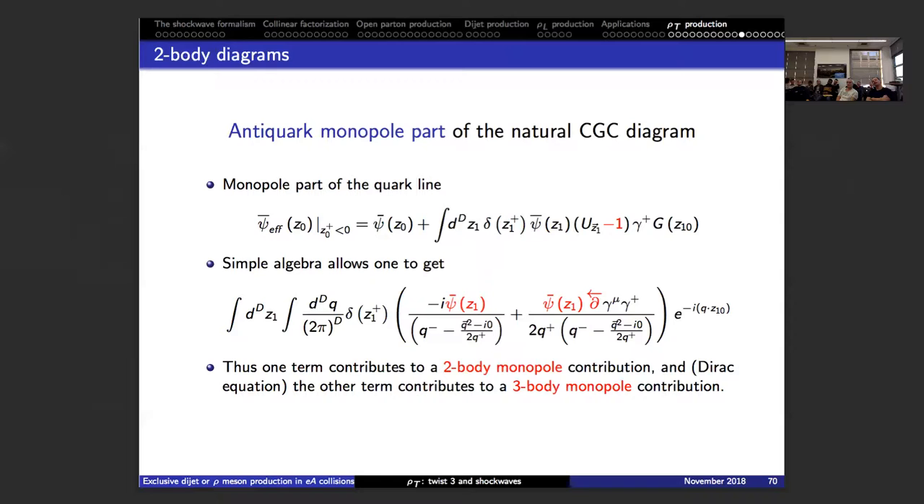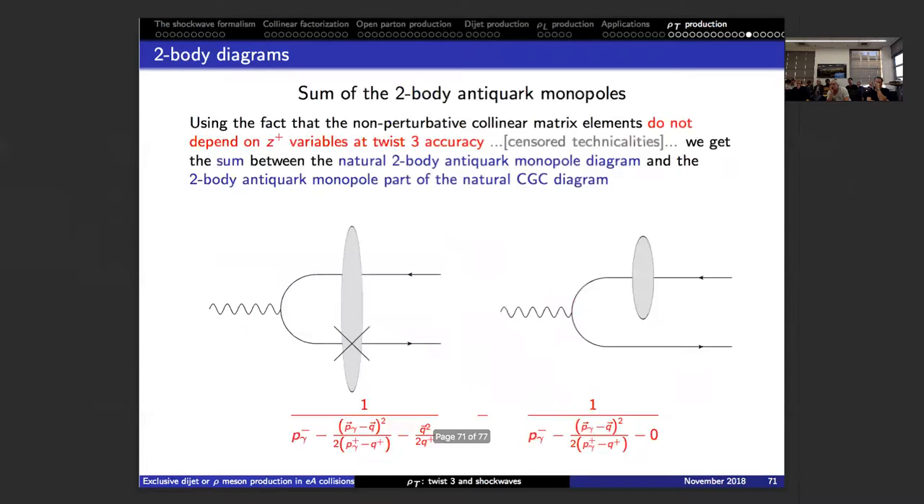It's just psi bar of Z1, and one term which has a derivative of psi bar. This derivative of psi bar is something I can rewrite, using the Dirac equation, into a three-body contribution. So this monopole part actually does matter, because it gives me a three-body contribution from a two-body diagram. That's very important for the following. Now, this term is still a very nice two-body diagram, and I can add it up to this one.